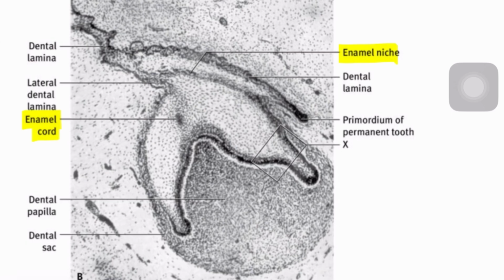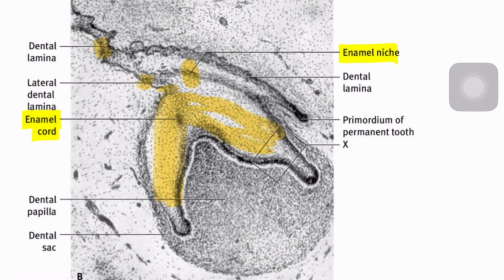You see, this is actually bell stage, not cap stage, but you can understand from this as well. This region that they have marked is the enamel niche. This is the dental lamina, lateral dental lamina. This is the enamel organ. This whole area is the enamel organ.